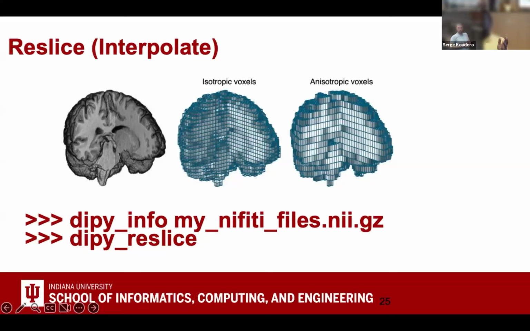Every example or algorithm that is implemented always assumes isotropic voxels. So this is the first step that you always have to do, and you always have to check in your data: are my data isotropic? If not, we have a command line named DIPY reslice. Some people call it resample. It is the same idea: how to make the voxels uniform.